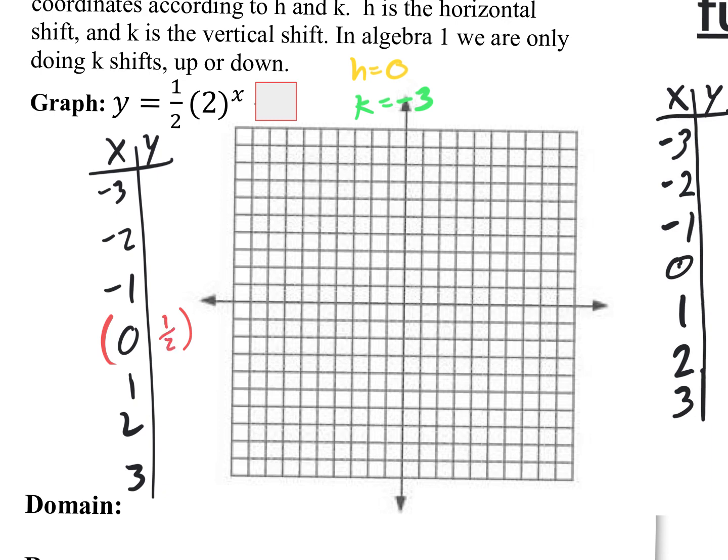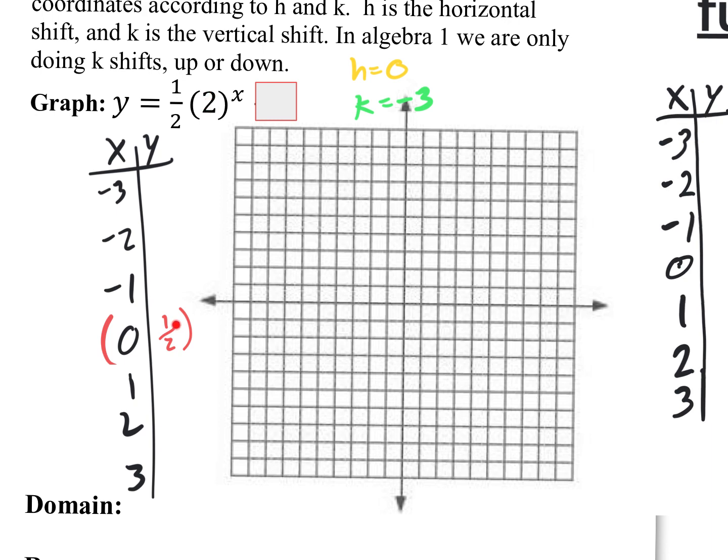1/2. So everybody gets a 1/2. When you plug in a 0, you get out a 1/2. Okay? Now, instead of plugging in 1 and all these other things, I want to look at my base value. This is a 2, which is the growth factor of 2, which means I could take this answer and make it grow by multiplying by that base, the growth factor of 2.